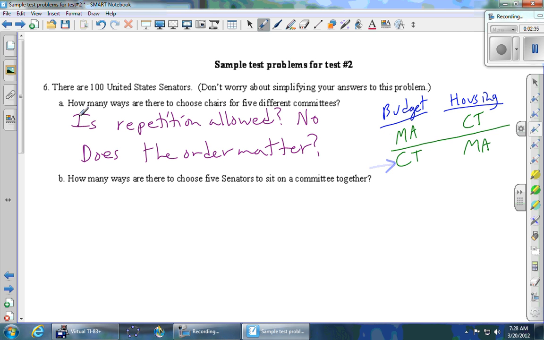So does the order in which you pick these 2 senators to fill these chairs matter? Absolutely it matters. And the reason it matters, and maybe this is easier for you, is just to say that the different committees are different. You know, these positions are not equal. So if the order matters and repetition is not allowed like we had said, then we must use permutations.